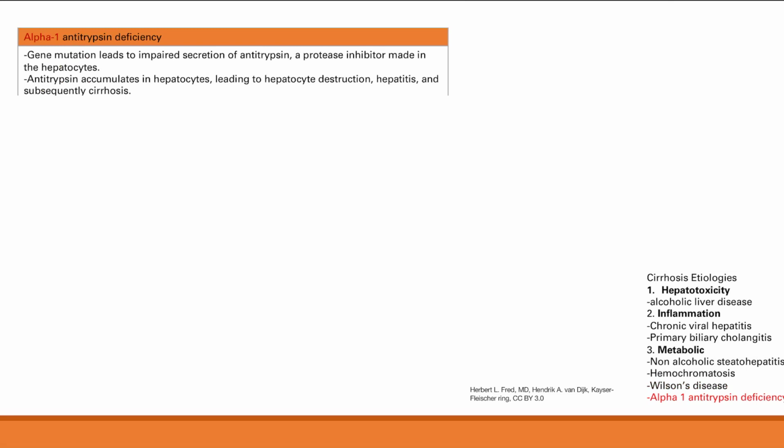You're going to have too much antitrypsin in the hepatocytes. You're going to get hepatocyte destruction. You're going to have hepatitis, which is inflammation. And you're going to get cirrhosis. Okay? The other thing that's going to happen is you're going to get lung damage. Remember, we talked about this.